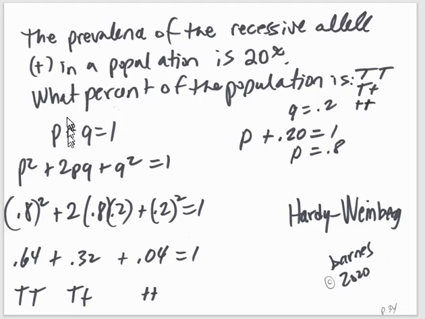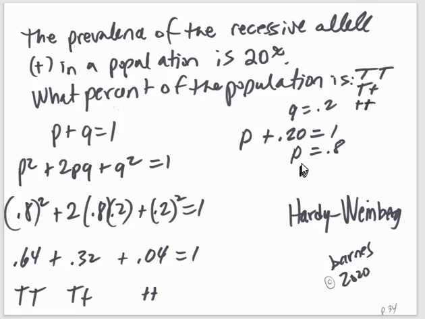The frequency of a dominant allele is p in the Hardy-Weinberg equilibrium. The frequency of the recessive allele is q. The prevalence of the recessive allele, lowercase t, in a population is 20%. What percent of the population is big T big T, big T little t, and little t little t? So homozygous dominant, heterozygous dominant, and homozygous recessive.